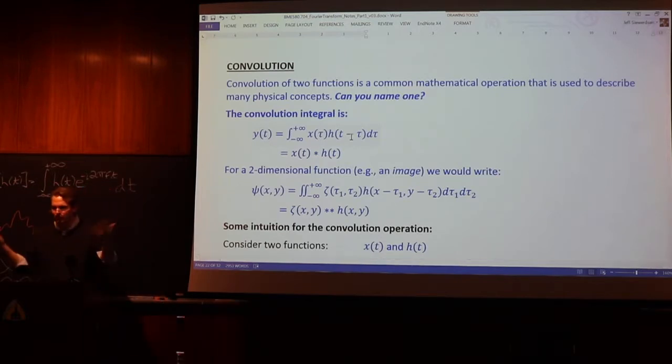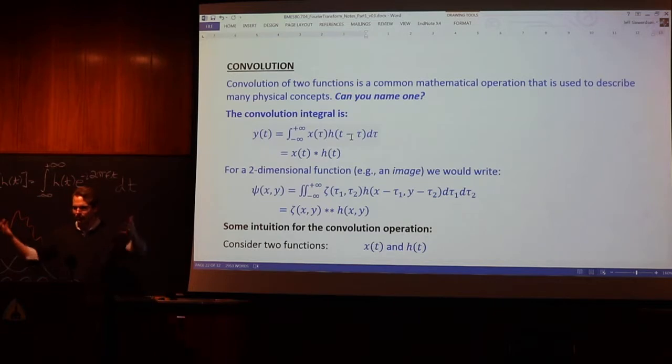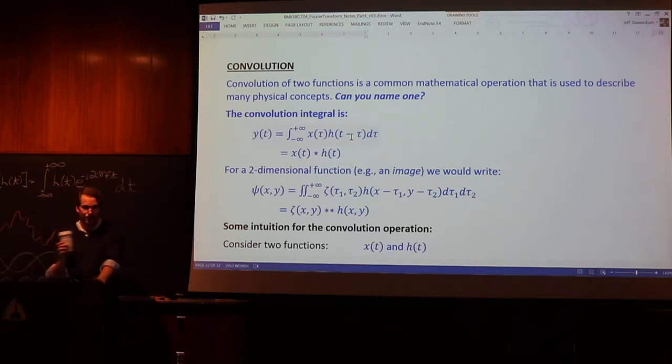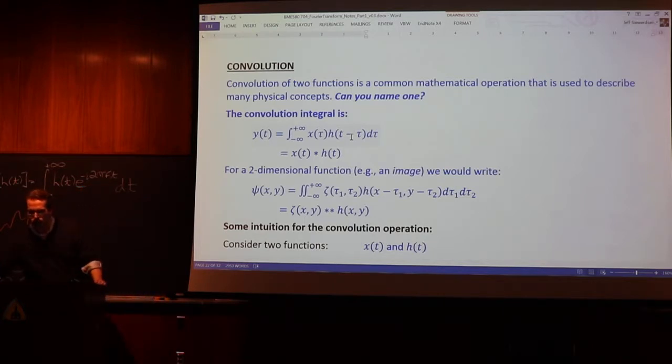Can you name some physical process or concept that uses a convolution? Anything? Anybody? You've seen the convolution. Oh, you were going to give a suggestion. Filter. Yeah, a filter. Okay. What kind of filter? Like a low pass filter, I guess you can pass a signal through it with a convolution.